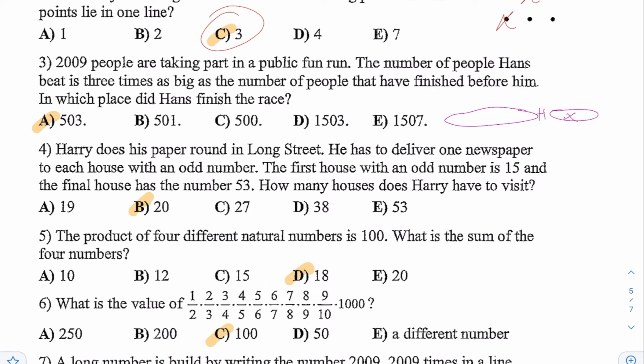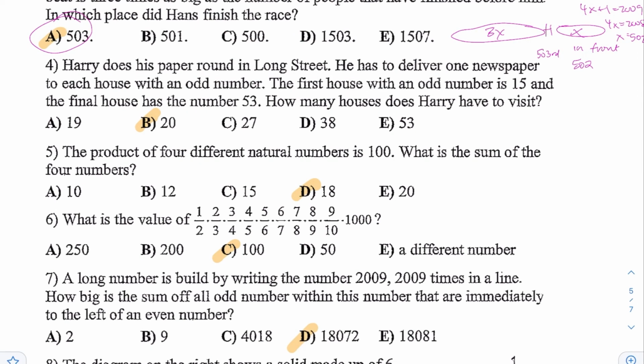So if there are X people in front, there will be 3X behind him. So you have 3X plus X plus 1, for Hans, will be 2009. So that means that 4X plus 1 is 2009. So 4X is 2008, which means that X has to be 502. So if X is 502, Hans was in 503rd place. Choice A.